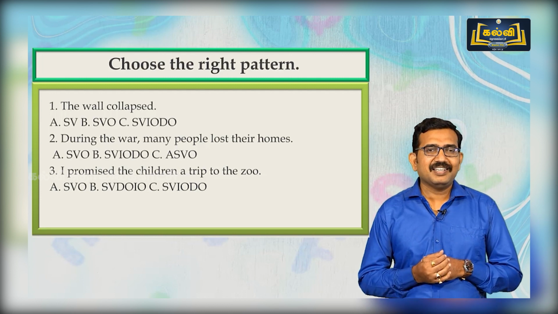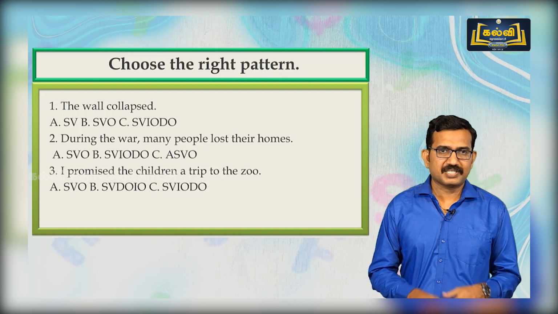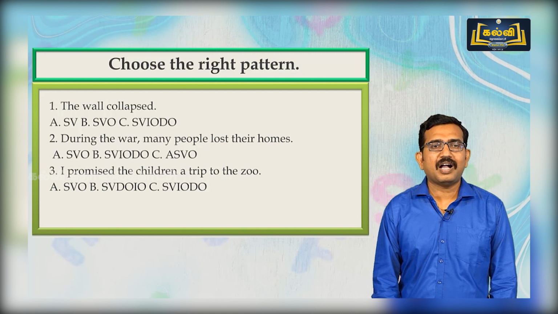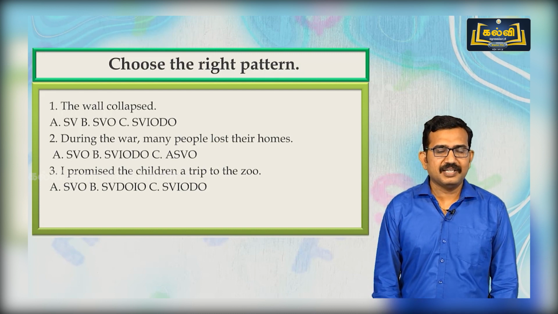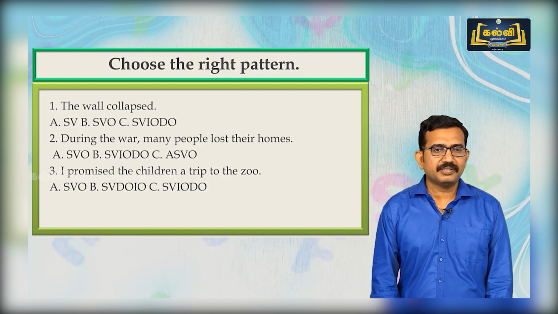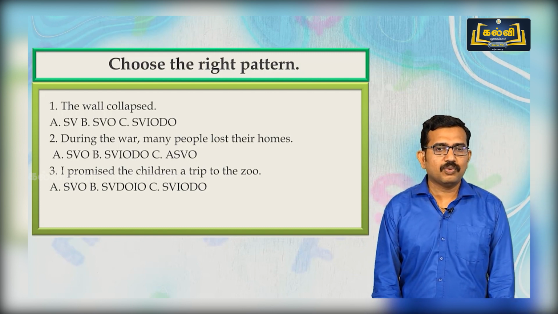Choose the right pattern. Here we have the question followed by the options. The wall collapsed. The options are SV, SVO, SVIO and DO. The second question is, during the war, many people lost their homes. Options are SVO, SVIO, DO, ASVO. I promised the children a trip to the zoo is the question. The options are SVO, SVDO, IO, SVIO, DO.